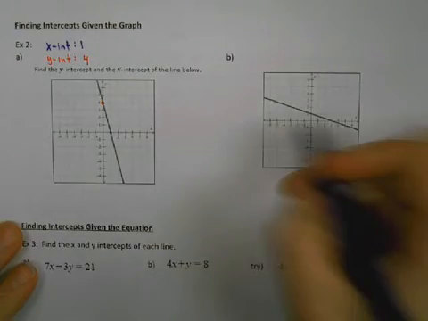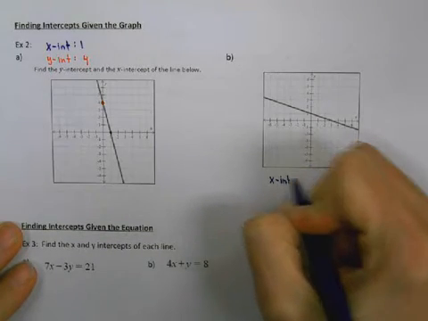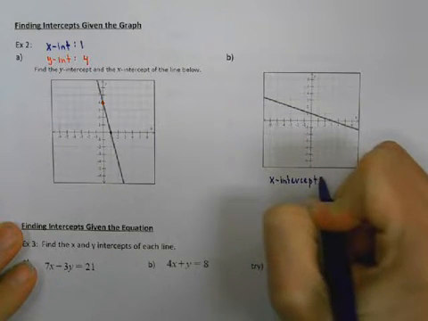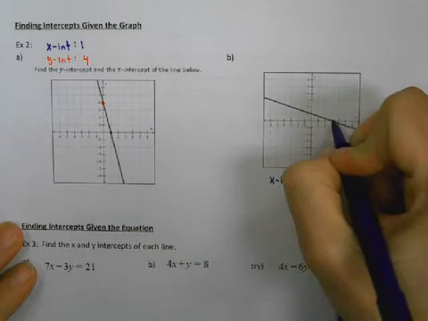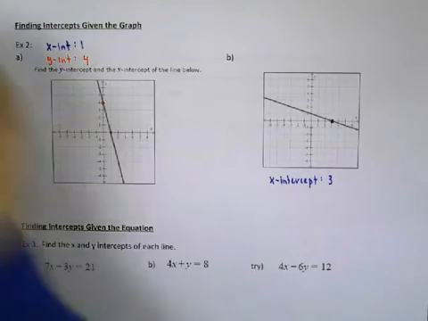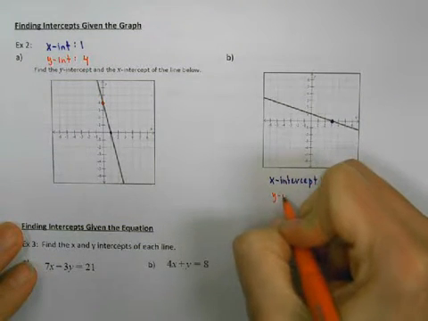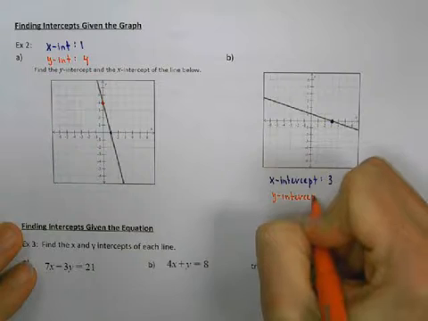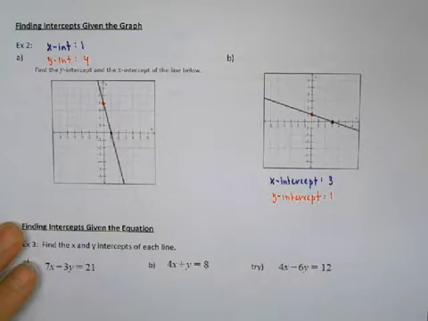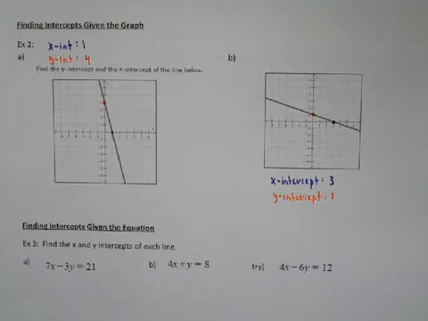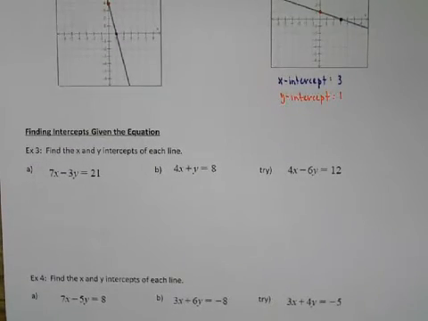Okay, so now for part B, again, for my x-intercept, I'm looking along the x-axis for where that line crosses the x-axis. That happens here at 3. And then for my y-intercept, looking for where I cross the y-axis, and that happens here at 1. So that's probably the easiest case if we have a line and we're just using the graph to find those intercepts. But we can also do this pretty easily given an equation.